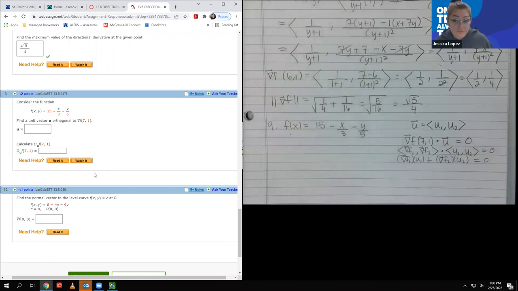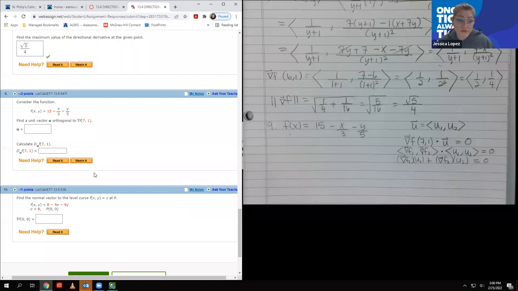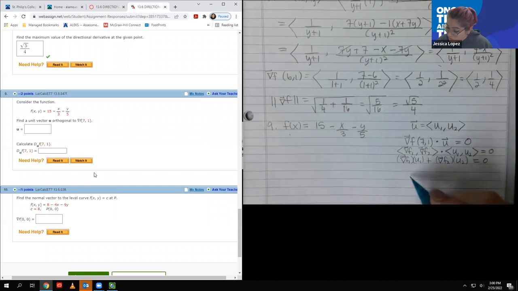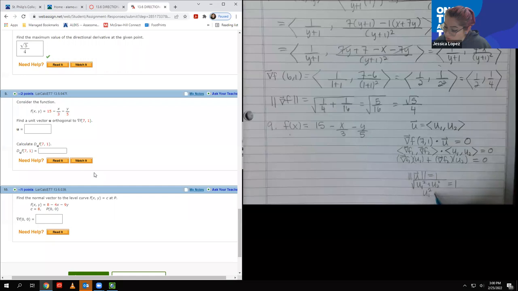You can also make one up, so long as it is orthogonal, as long as you can get 0. You could create whatever you want. There's no specific vector here. The only thing I need to know, actually there is, because it also needs to be a unit vector. So we also know that the magnitude of u has to equal 1. What does that mean? That means that the square root of u1 squared plus u2 squared has to equal 1, or moreover, that u1 squared plus u2 squared has to equal 1.